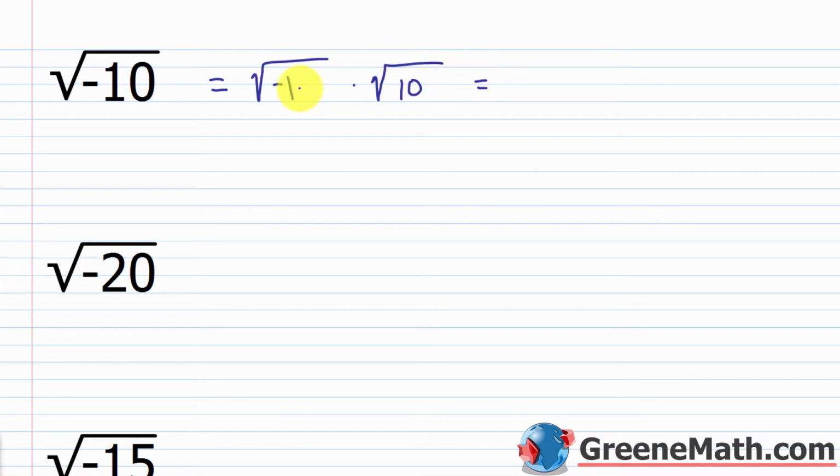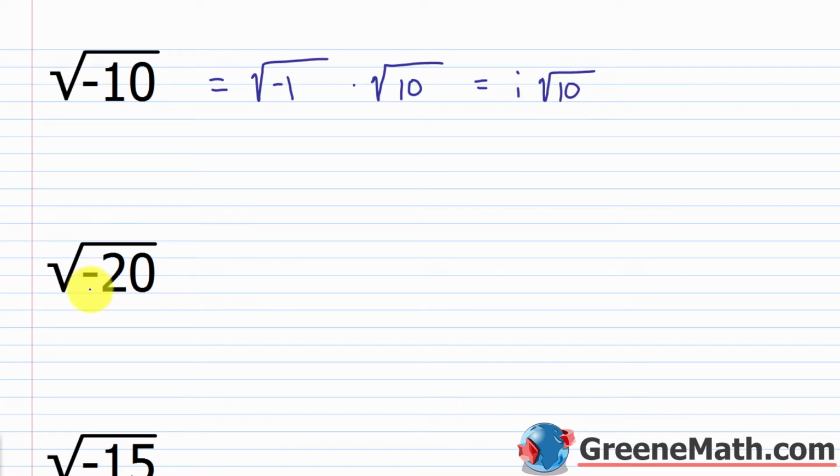And again, we know the square root of -1 by definition is i. So just replace it with i and then times the square root of 10. Square root of 10, you can't do anything else with that. 10 is 2 times 5. No perfect squares there, so we just leave this as i times the square root of 10.